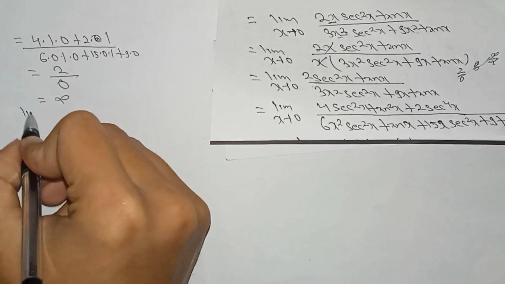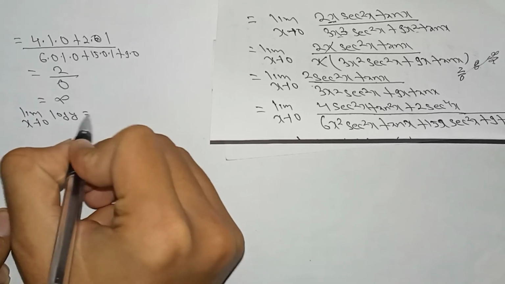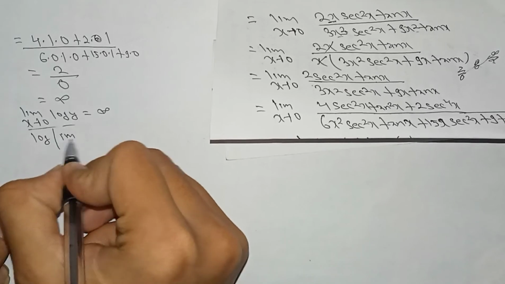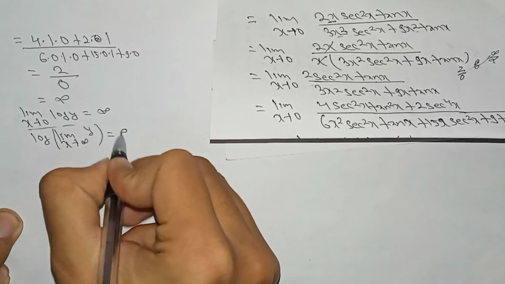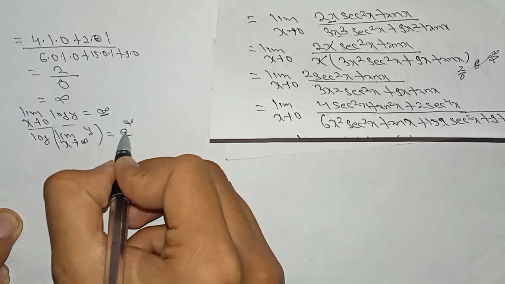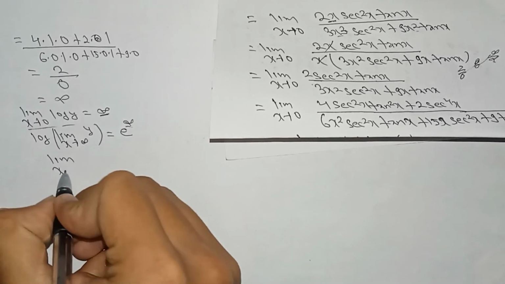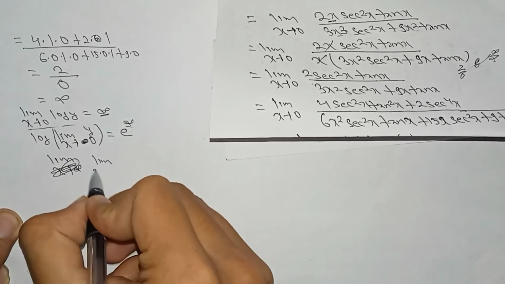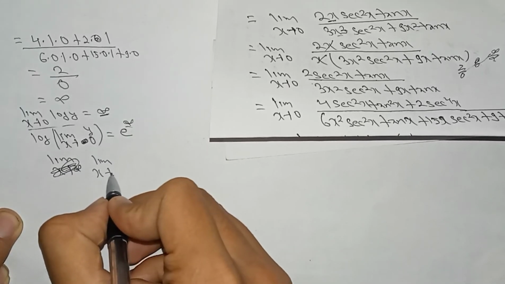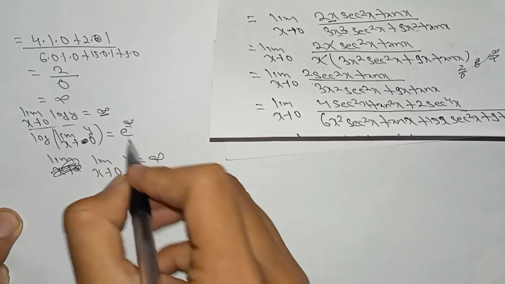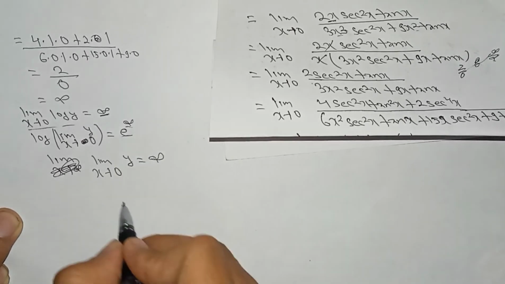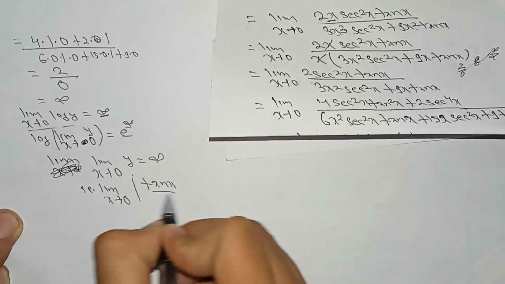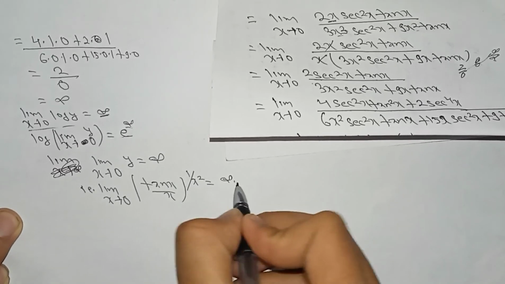So here on the left side we have limit x tends to 0 of log y is equal to infinite. So this can be written as limit x tends to 0 of y is equal to e power of infinite. As you know, the value of e power of infinite is infinite. So limit x tends to 0 of (tan x by x) power 1 by x square is equal to infinite. This is the required answer.